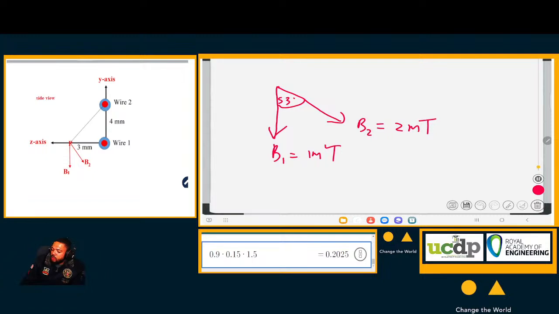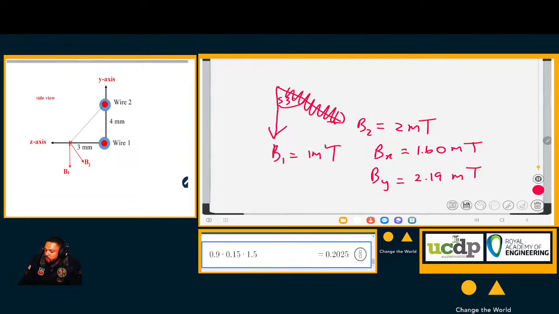Breaking B2 into its components, which I'm not going to do now, so I'll just say Bx and By, the X and Y components. You will find that the X component is 1.60 millitesla, and the Y component is 2.19 millitesla. So there you have successfully broken up this vector into horizontal and vertical components.